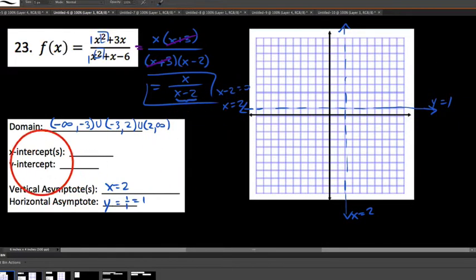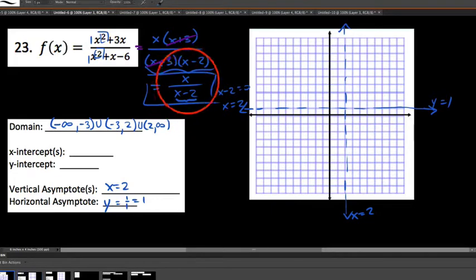Let's go ahead and find our x and y intercepts. X-intercept, you set y equal to 0. So should I use my original function or the simplified? The neat thing here is we could actually just use the simplified one for everything except for the domain. We have to use the original one's denominator here.